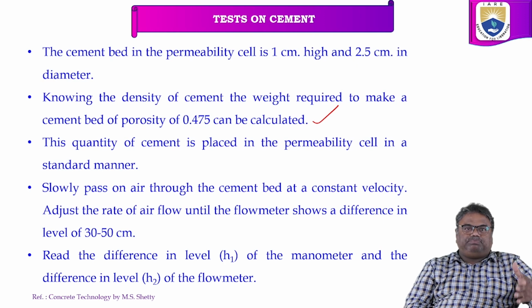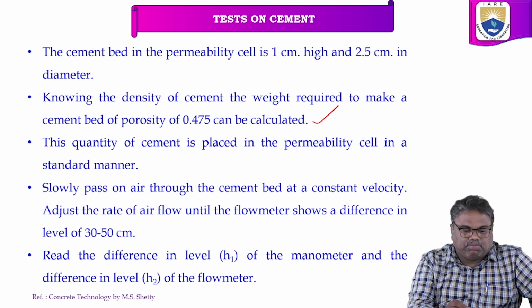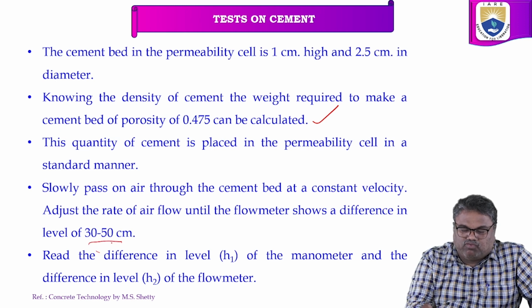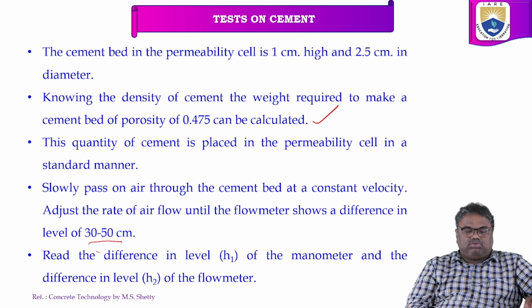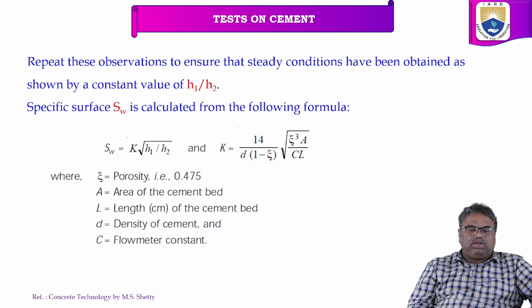So adjust the rate of airflow until the flow meter shows the difference of levels of 30 to 50 centimeters. This is important. Read the difference in levels H1 and H2 of the manometers and flow meters, right?